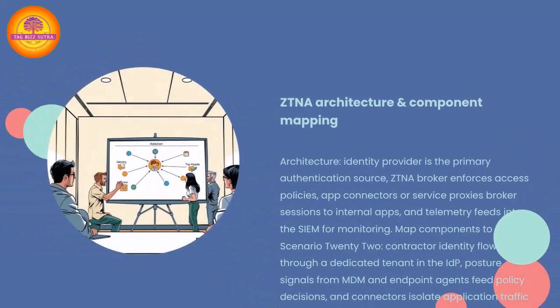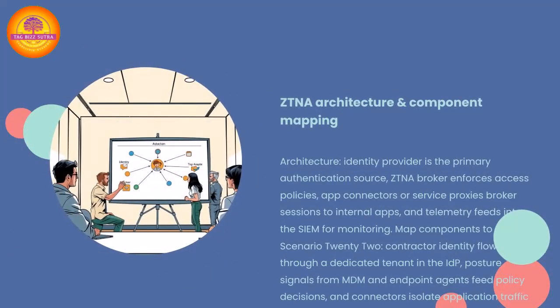Architecture: the identity provider is the primary authentication source, the ZTNA broker enforces access policies, app connectors or service proxies broker sessions to internal apps, and telemetry feeds into the SIEM for monitoring. Map components to Scenario 22: contractor identity flows through a dedicated tenant in the IDP, posture signals from MDM and endpoint agents feed policy decisions, and connectors isolate application traffic from the corporate network.